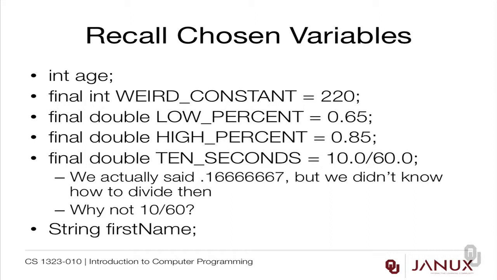One thing I want you to notice is that I divided 10.0 by 60.0. I didn't divide 10 by 60. When you divide 10 by 60, you get 0, because 10 and 60 are both integers. So even though it's a fractional part, remember it gets truncated to 0. So we definitely want 10.0 divided by 60.0. And we had a string called first name.